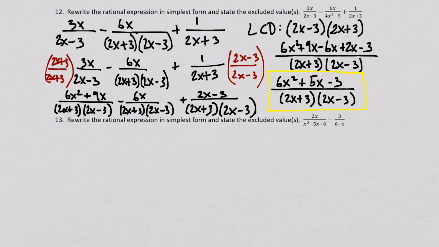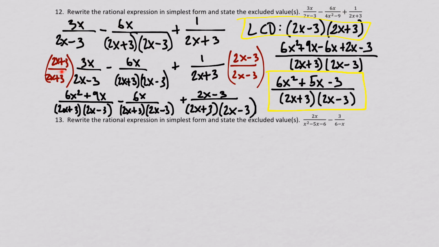Okay, so here's the answer for number 12. I started here with 3x over 2x minus 3, minus 6x over 2x plus 3 times 2x minus 3, because I factored 4x squared minus 9, plus 1 over 2x plus 3. Then I figured out that the LCD, I wrote it right here, the LCD is 2x plus 3 times 2x minus 3. So that means that this one is perfectly set up already, but this one is missing a 2x plus 3, and this one is missing a 2x minus 3. So that's why I multiplied it times those two things.